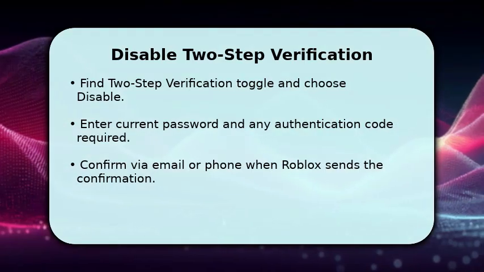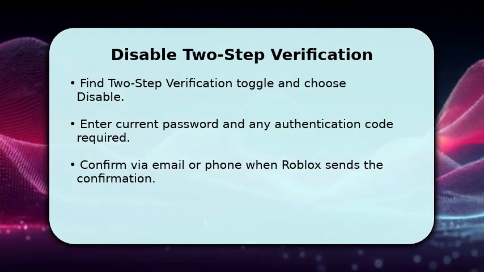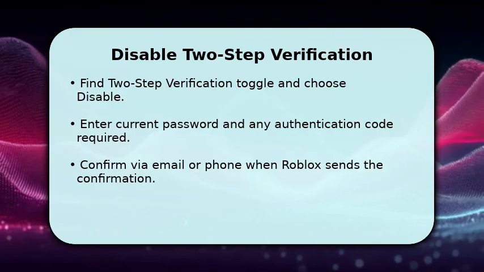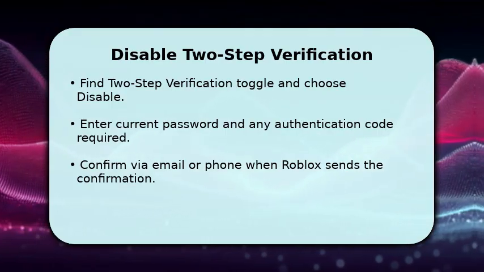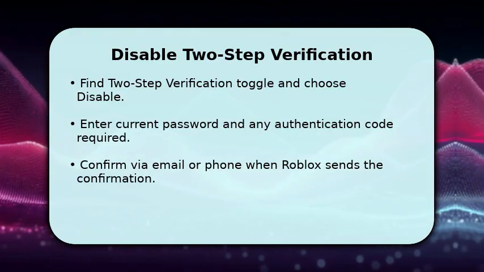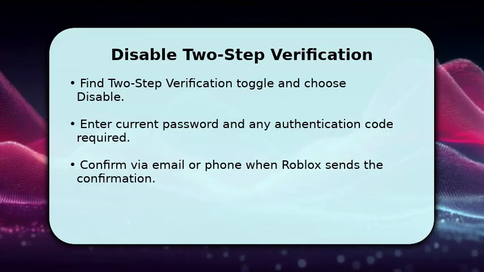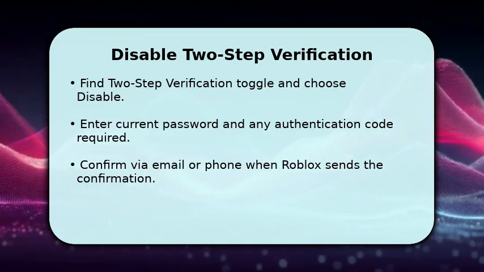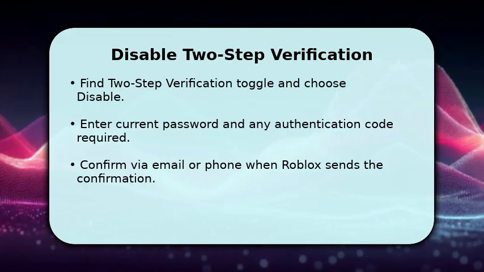Once you locate the two-step verification toggle, select Disable and follow the prompts. You'll be asked to re-enter your password and then provide the current 6-digit code from email, SMS, or your authenticator app. This confirms you control the account.